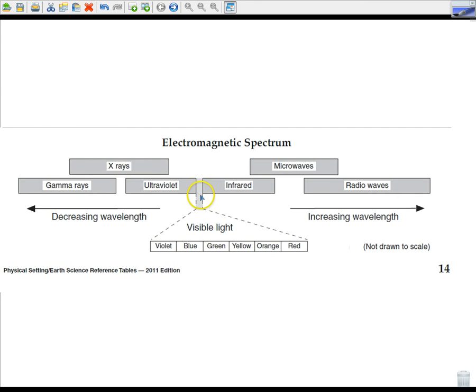Ultra means above, so ultraviolet is above violet. Infra means below. Infrared, below red. So it's below the red. Visible light is between ultraviolet and infrared. So red would be a longer wavelength than blue and then violet.